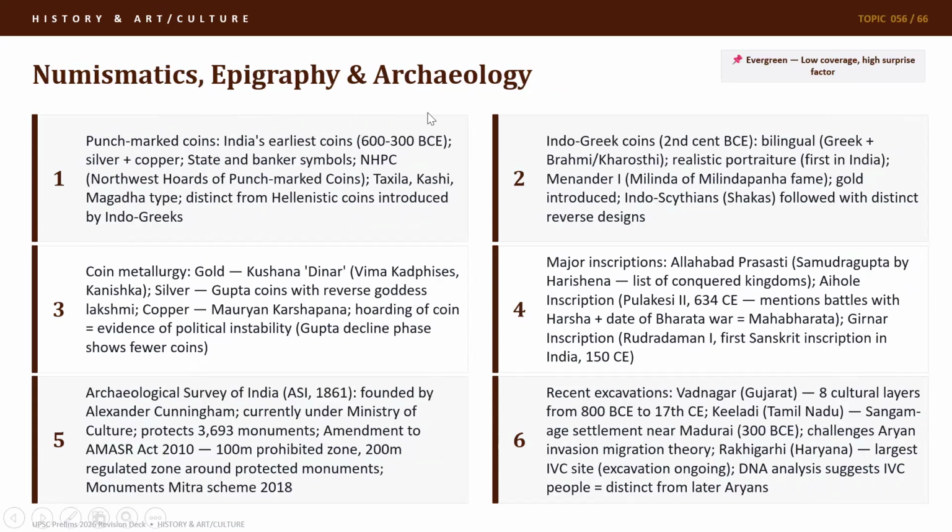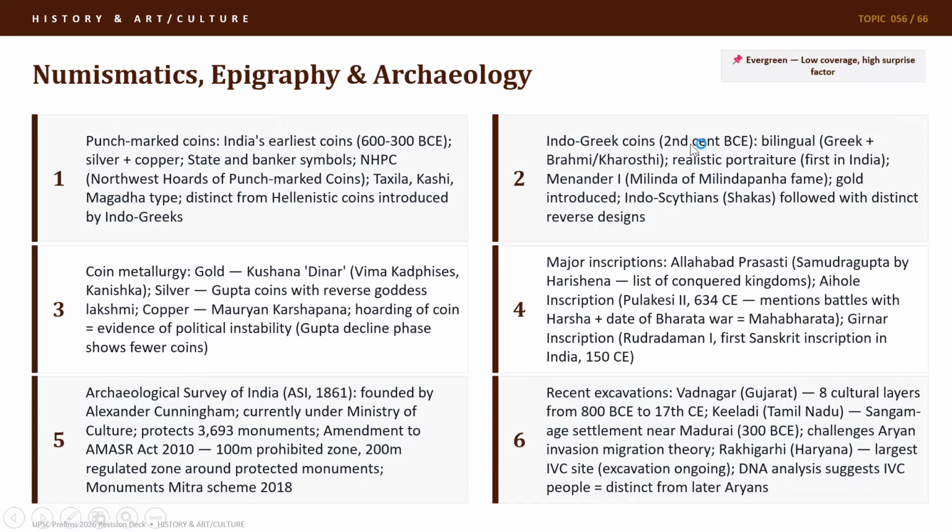Coming on to numismatics, epigraphy, and archaeology, well, these are evergreen topics. It can have high surprise factors because in some of the years they ask questions related to some of these topics. Punch marked coins in India. India's earliest coins start appearing from 600 to 300 BC, which were silver and copper coins, and they had state and banker symbols embedded on them. Northwest hoards of punch mark coins emerged from Takshila, Kashi, Magadha type coins. They were distinct from the Greek coins or Hellenistic coins.